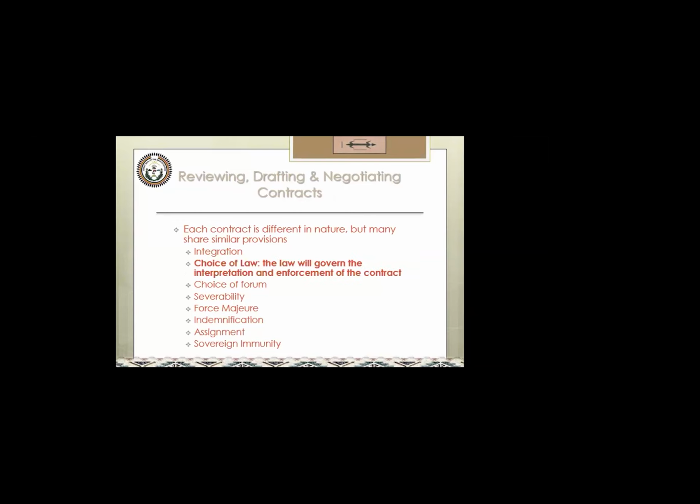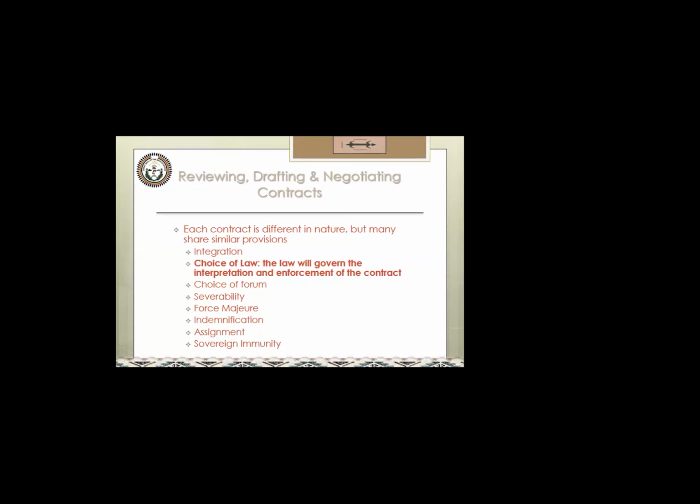Now, we have a choice of law clause. Choice of law. What kind of law will govern the interpretation and enforcement of the contract? Now, typically, there are legal rules that will determine what law will apply to a contract. But parties can also negotiate on what law they want to apply to a contract.